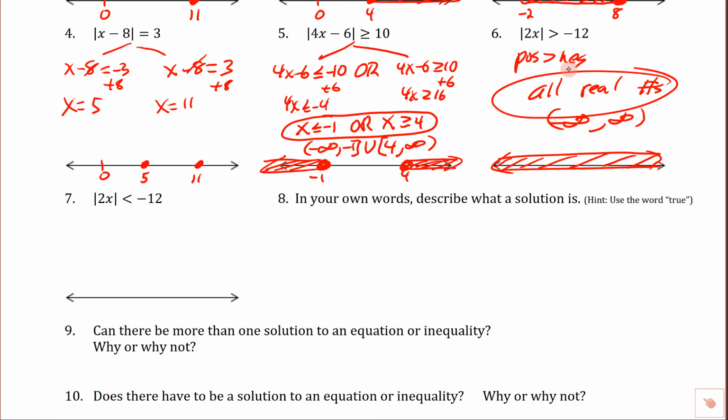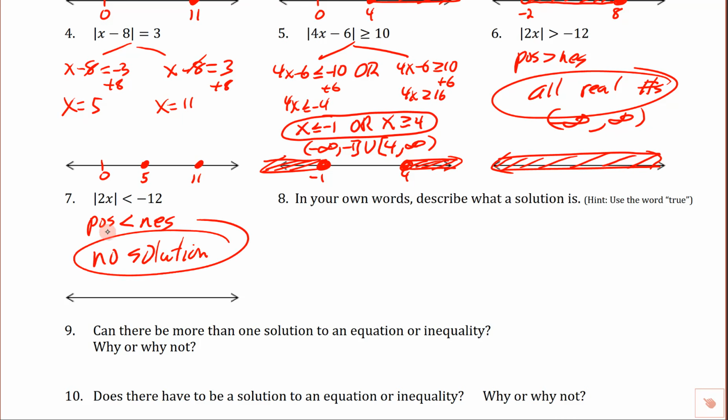Okay, and then this one right here, similar to this one, this is always positive, and we're saying that it's less than a negative. We'll stop and think about that. Okay, a positive is always greater than a negative. That's why all real numbers work. That's why the entire number line, any number you pick there would be just fine. On this one, we're saying a positive is less than a negative. That's never true. There are no numbers that make that true. So on this one, we're going to say there is no solution.